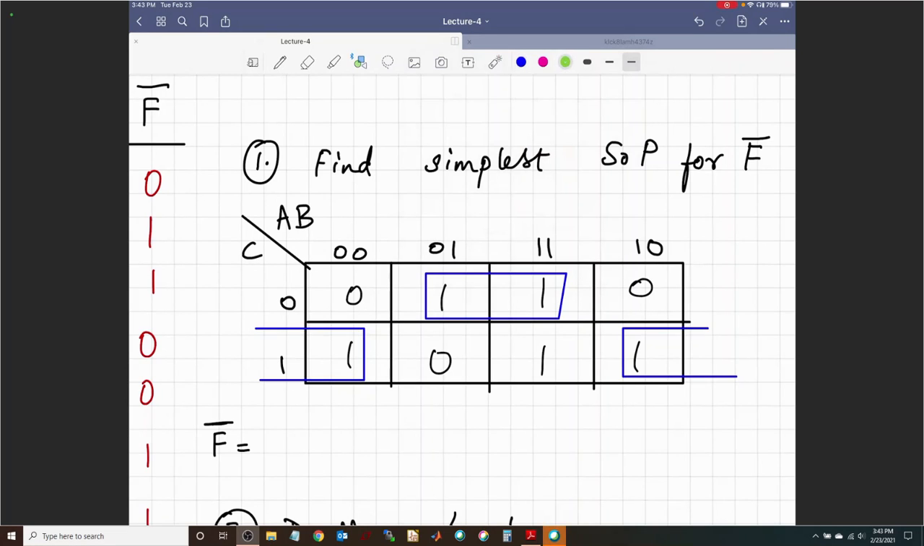A choice. You remember I said simplest SOP is not unique. So some person might say I will do this, some other person might say I will do this, and they both would be correct. And they would both have the same cost. But only one is necessary. The other one would be redundant. So I need to only pick one.